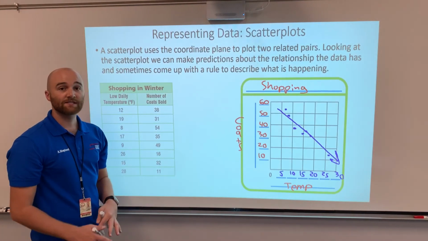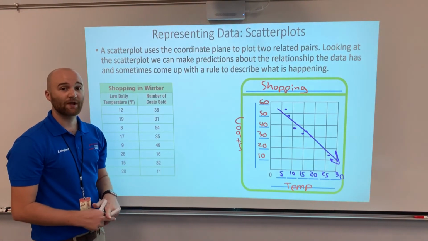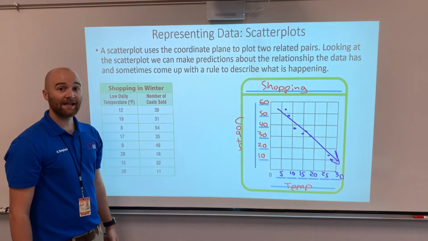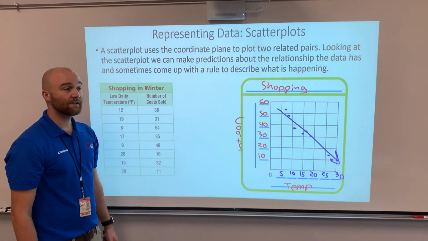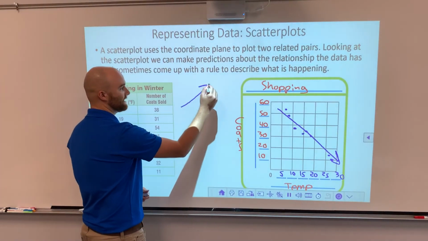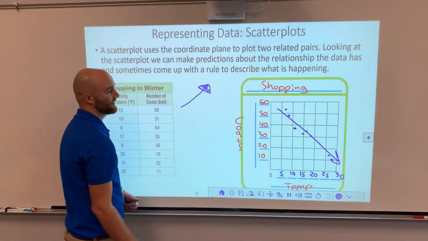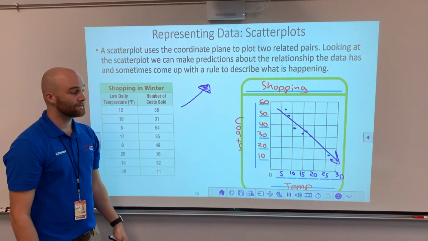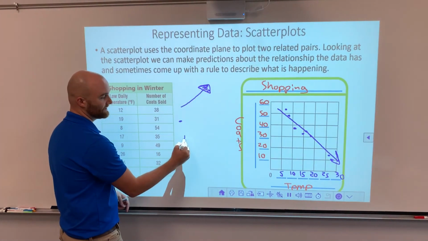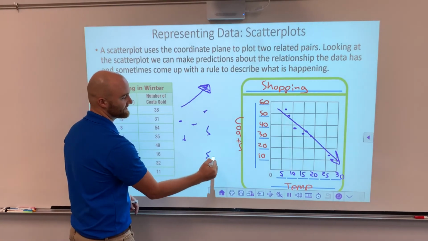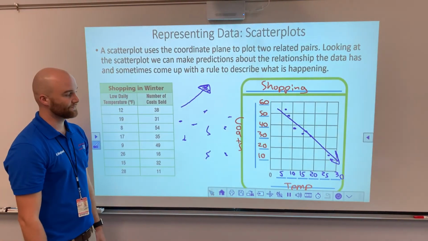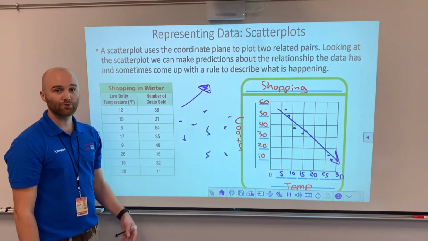This is called a relationship, a trend. So I see here a trend, and I see a negative trend. If it were going up like this, I would call it a positive trend. But because it's going down, I call it a negative trend. If when I looked at my data, all the data was scattered all over the place, and I couldn't draw a line through them and get most of them, then I would say it has no trend.